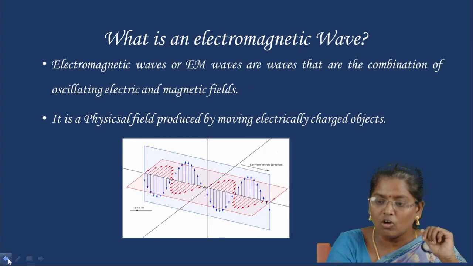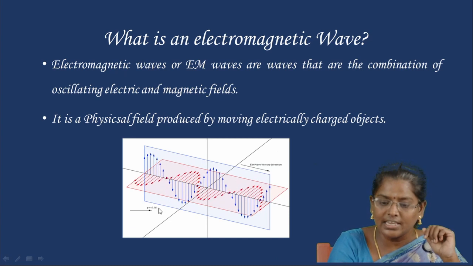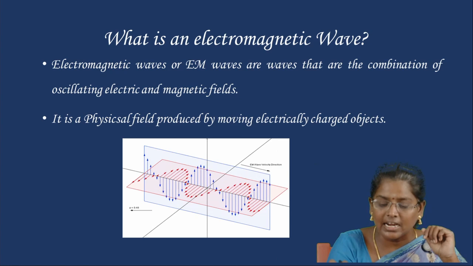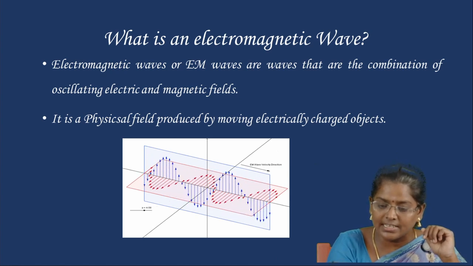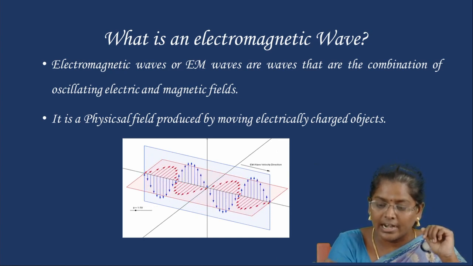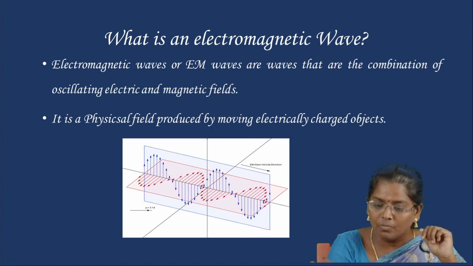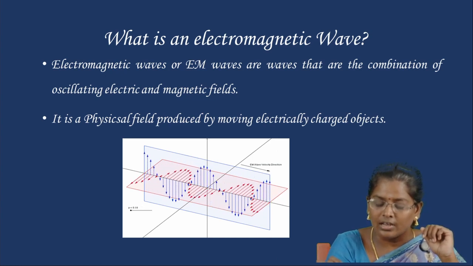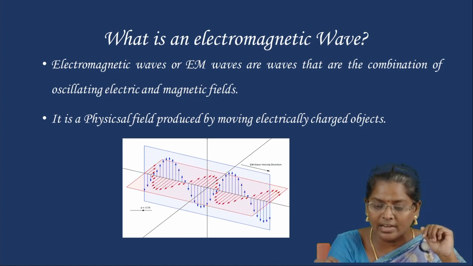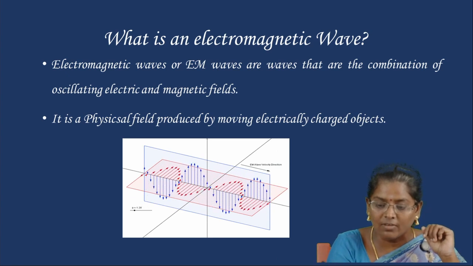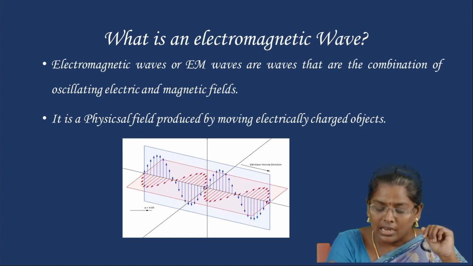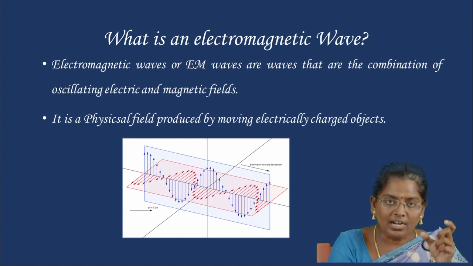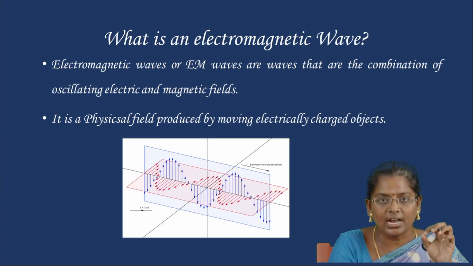We can now picture the electromagnetic wave. Here you can see that the blue lines represent the magnetic field and the red lines represent the electric field. You can clearly see that the red arrows oscillate in the x direction, and the oscillating blue lines oscillate in the y direction. The propagation direction of the electromagnetic wave is perpendicular to both the electric field and the magnetic field. So what we have understood today is that an electromagnetic wave is a combination of oscillating electric and magnetic fields.